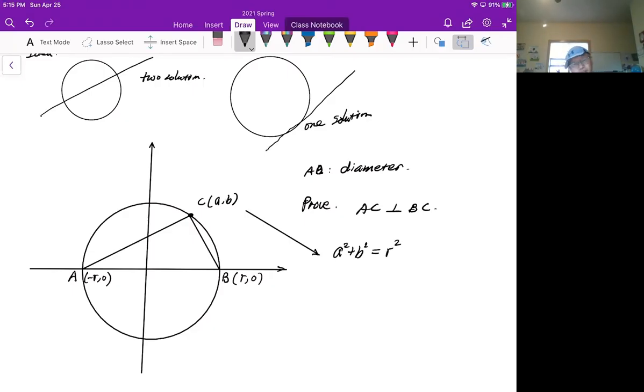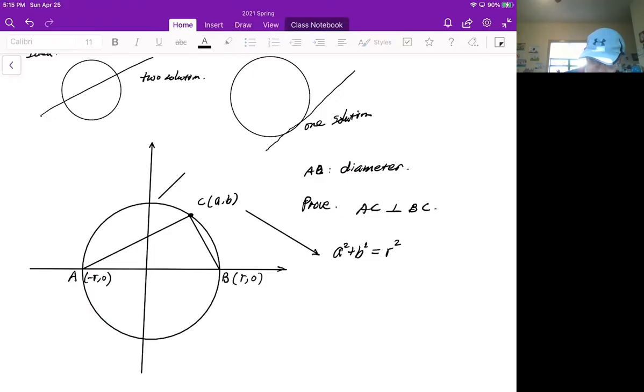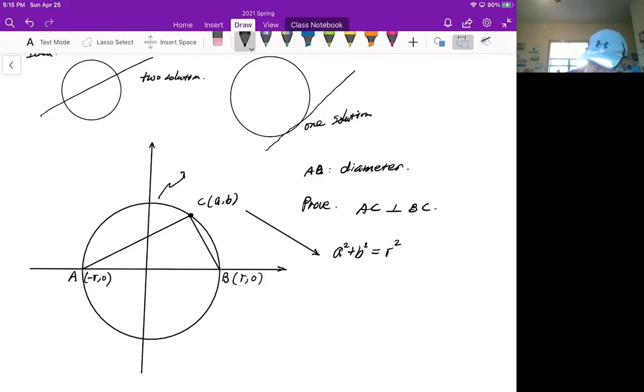If you pick a point C on the circle, the coordinates of C should satisfy the equation. The equation we have here is x squared plus y squared equals r squared. Does it make sense? Right? So that means a and b must satisfy this equation: a squared plus b squared equals r squared.